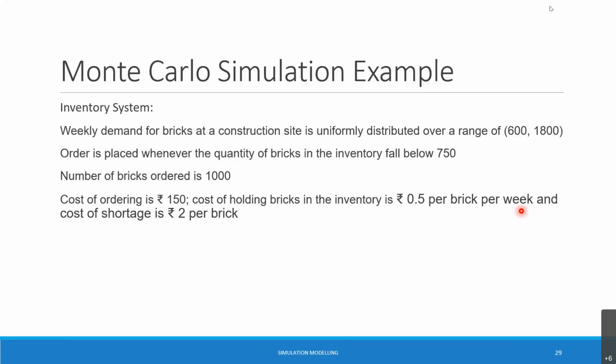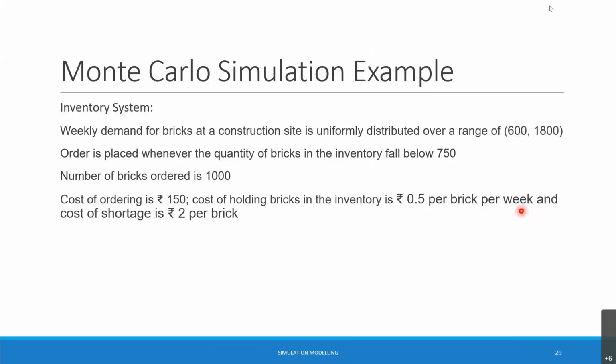And let's say you place an order whenever the quantity of bricks in the inventory falls below 750. Every time you order, you place an order for 1,000 bricks. Your cost of ordering is, let's say, 150, holding of bricks in the inventory is 0.5 per brick per week, and the shortage cost is 2. Those are familiar inventory system parameters.